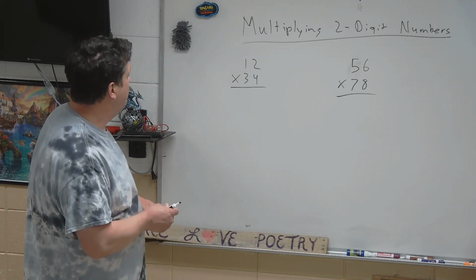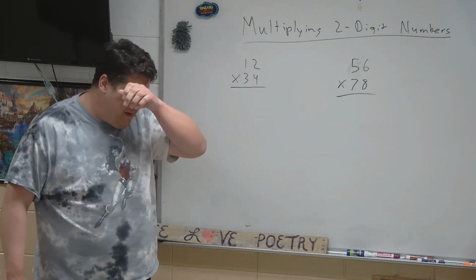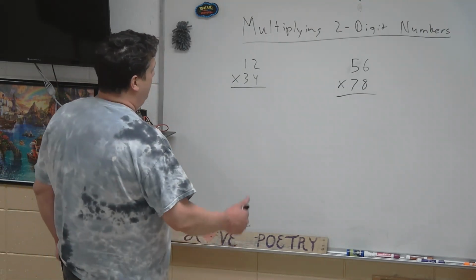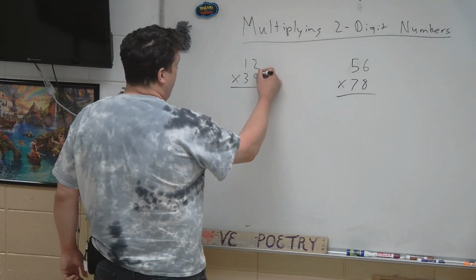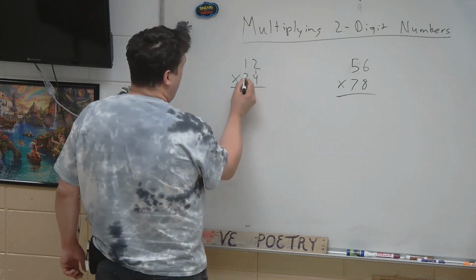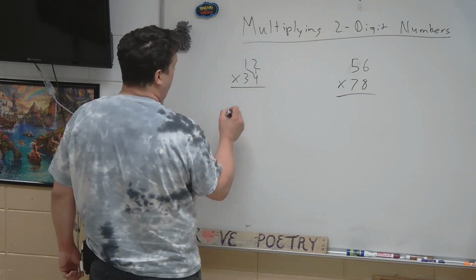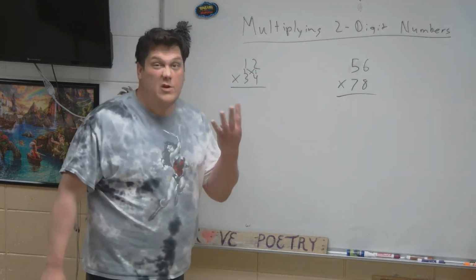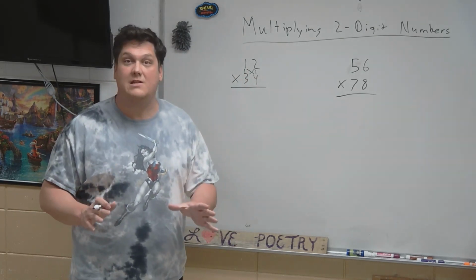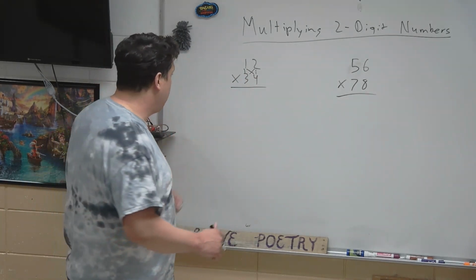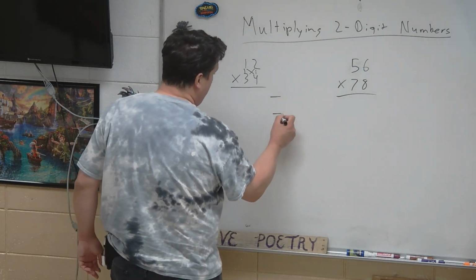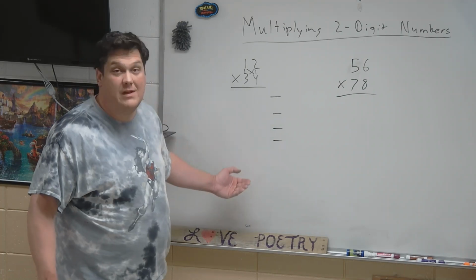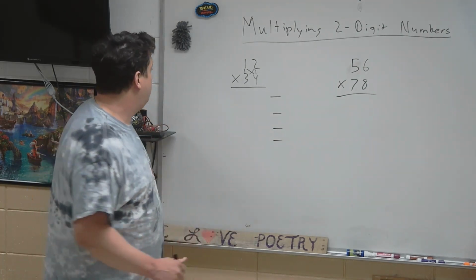There are, I'm sure, many ways to do this, but I'll just show you the way I learned to do it way back in the dark ages. What we're going to do is multiply 2 by 4, and then we're going to multiply 1 by 4, and then we're going to multiply 2 by 3, and then 1 by 3. So we're going to do 4 different multiplication problems, but pretty easy ones, and then we're going to add up the results and put them all together. So we're going to need 1, 2, 3, 4 lines. We should come out with 4 numbers here, which we can then add together and get the total.